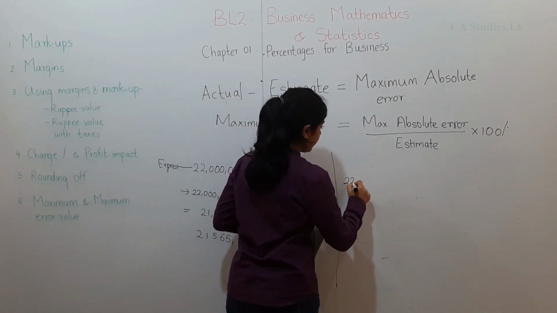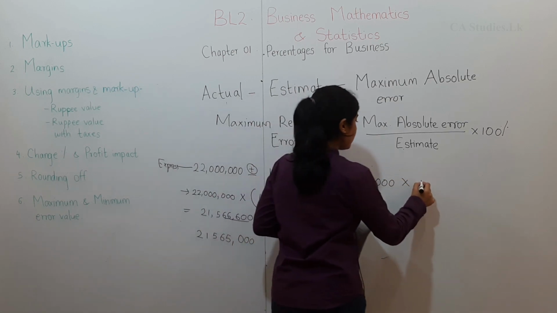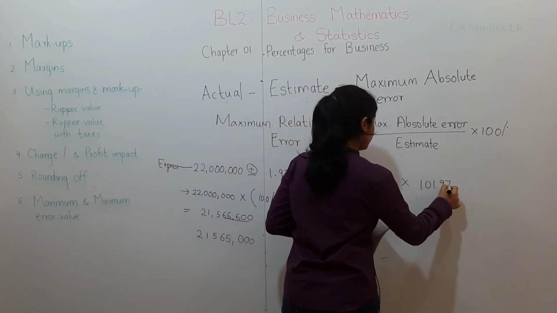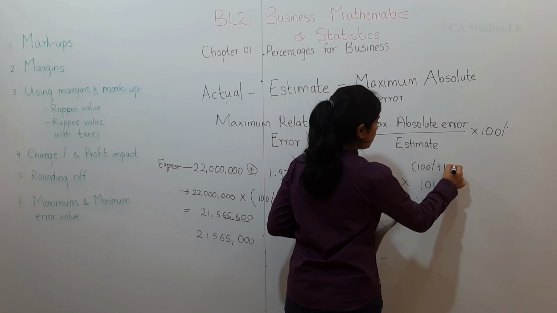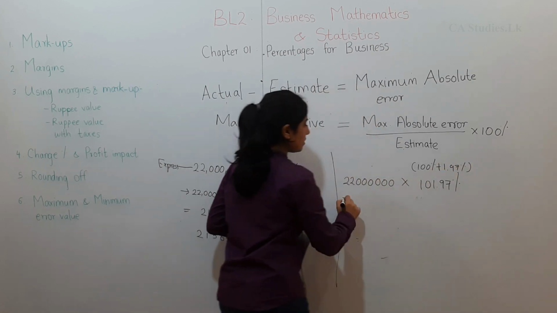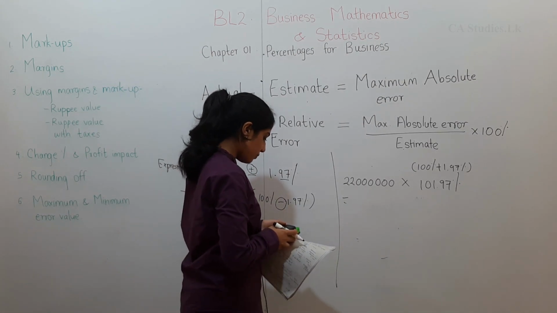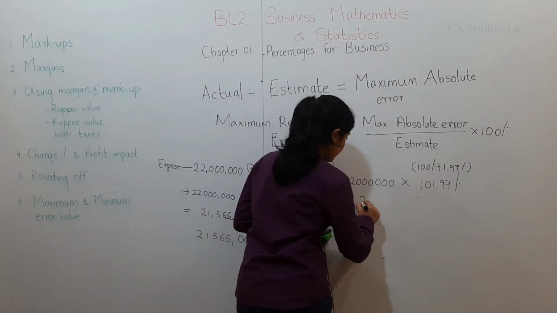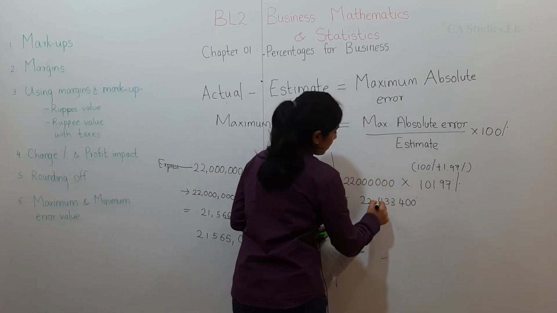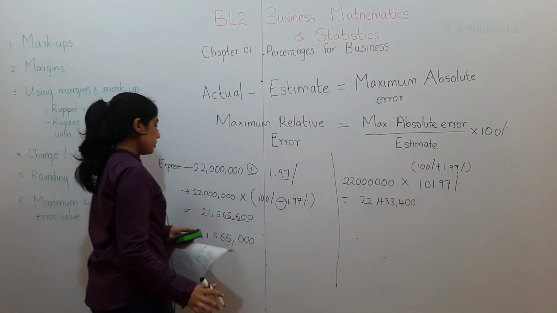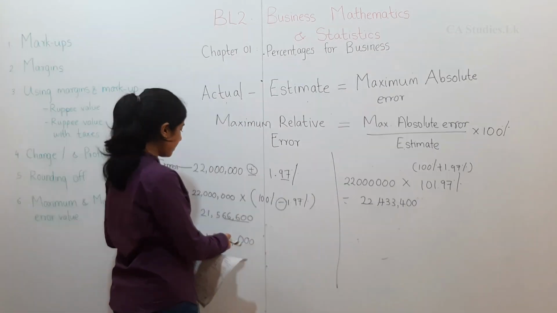So, 22 million into 101.97 percentage, the plus. We add 1.97 percentage to 100 percentage and get the figure. So, it is 22 million multiplied by 101.97 is 22,433,400. Now, it is very far from the actual that we had, which is 21,565,000.